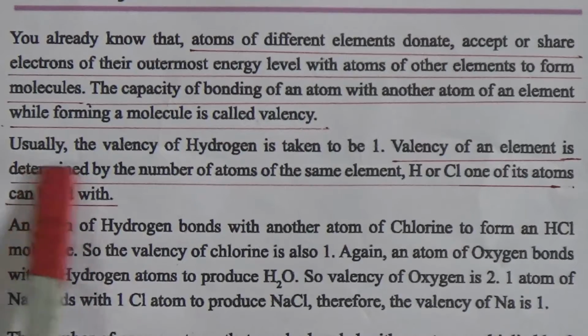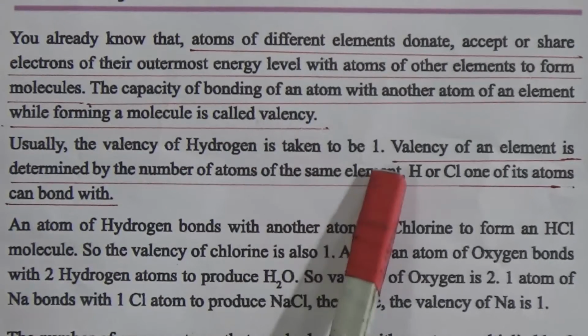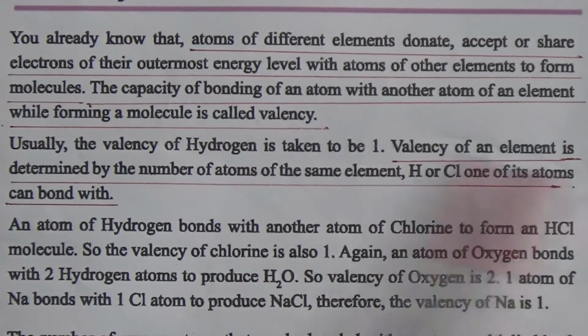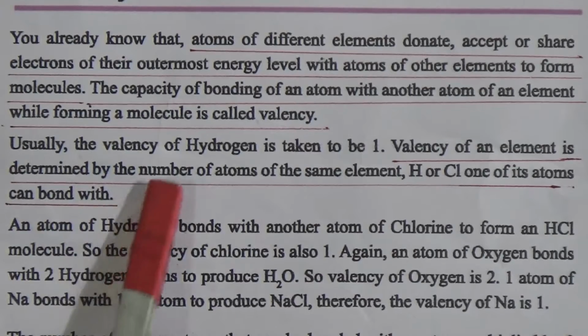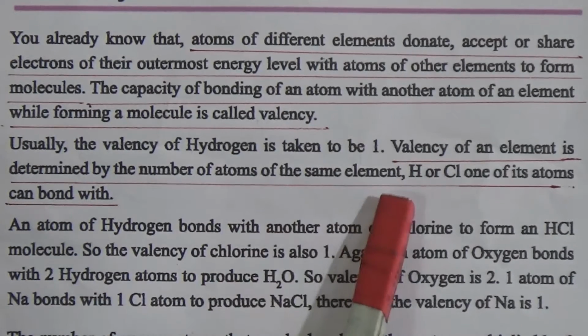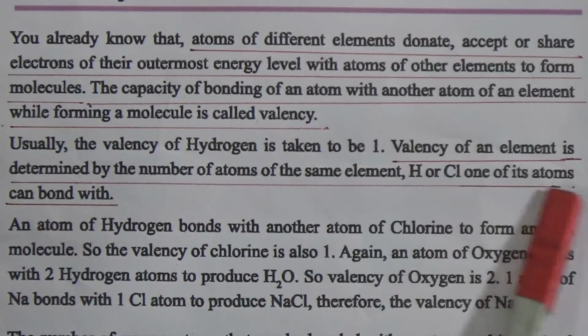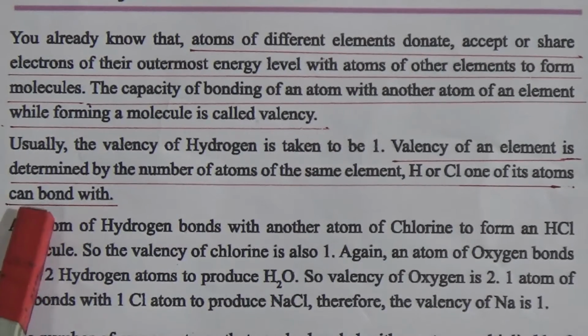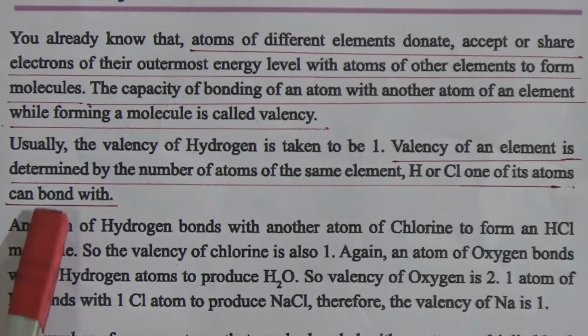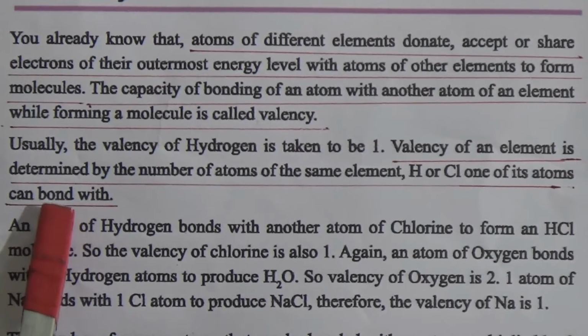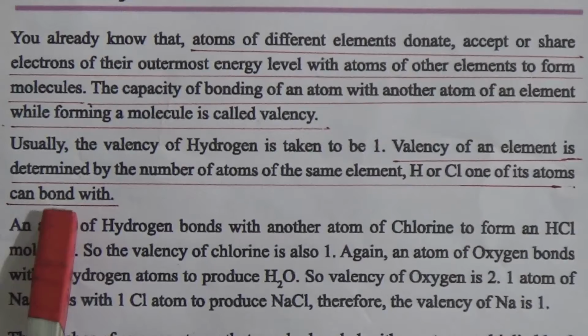Usually the valency of hydrogen is taken as 1. That means the valency of an element is determined by the number of atoms of hydrogen or chlorine it can bond with. How many hydrogen atoms that element can hold, or how many chlorine atoms that element can hold, determines that element's valency.